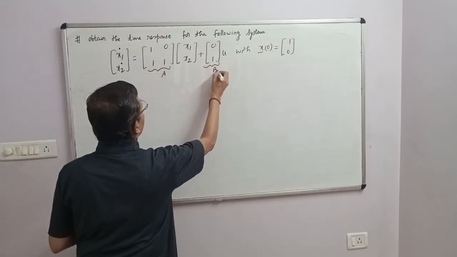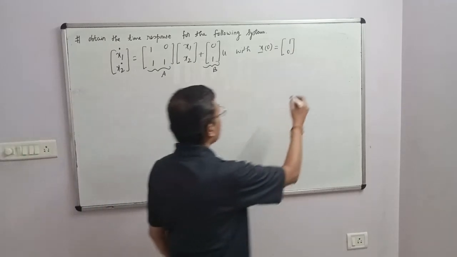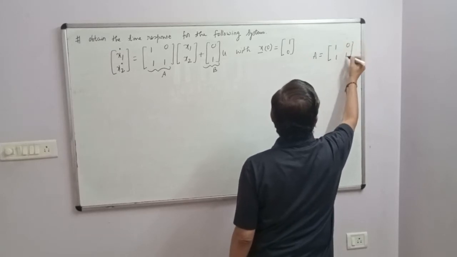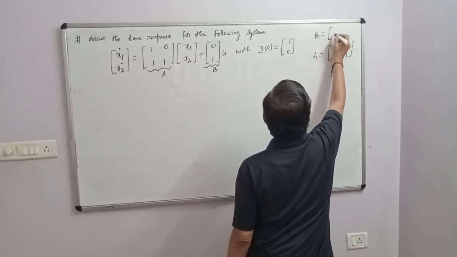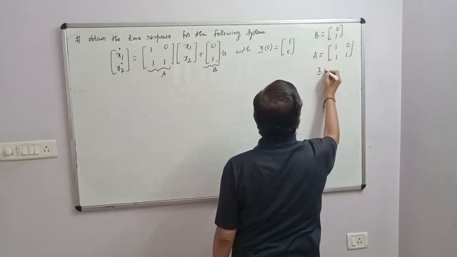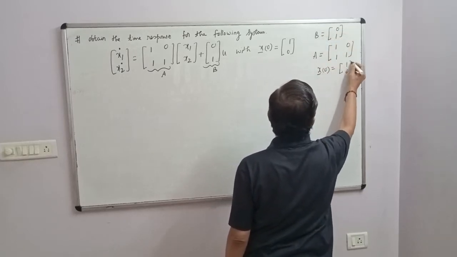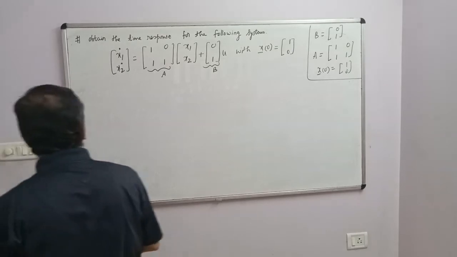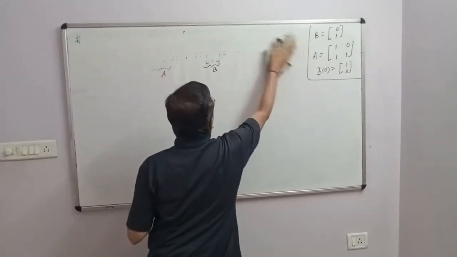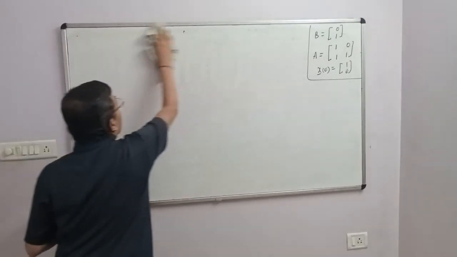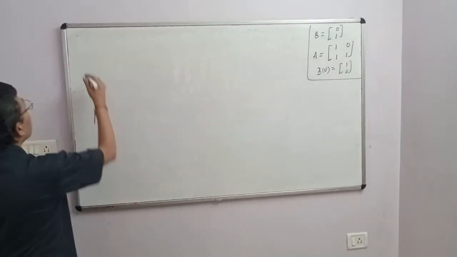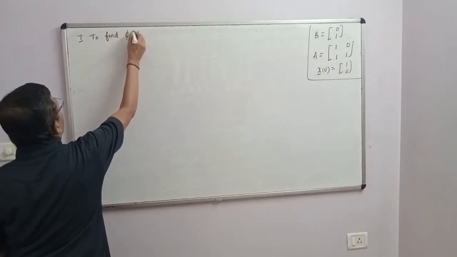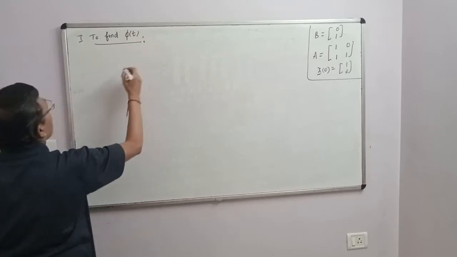This is the B matrix. So the A matrix I will write down here. A is equal to [1 0; 1 1], B is equal to [0; 1], and x bar 0 is equal to [1; 0]. Step 1: to find phi of t.